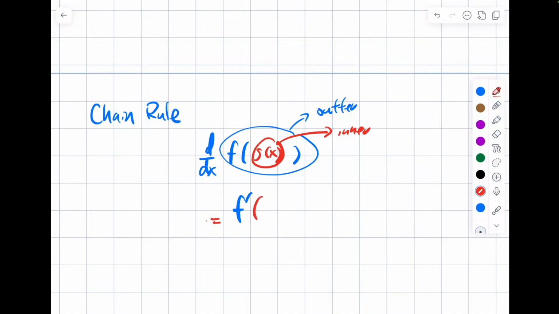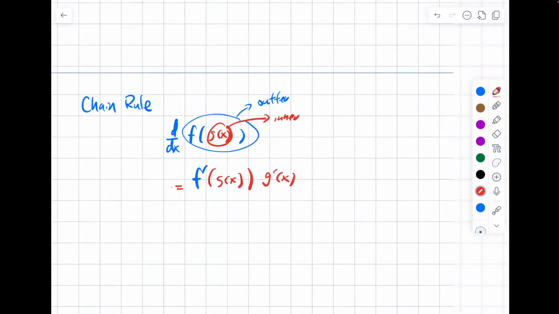of g of x times the g prime of x. And that's it. That's the rule. Super easy, but it can be confusing. Right? Also, sometimes people think of it as kind of like the general power rule, but we're going to talk about that in a second.